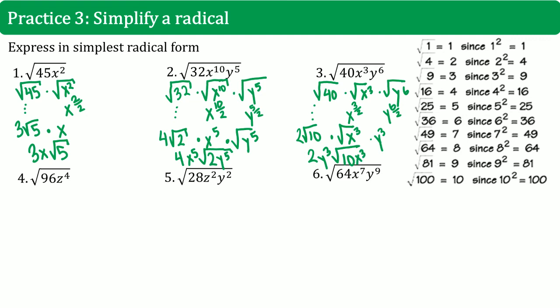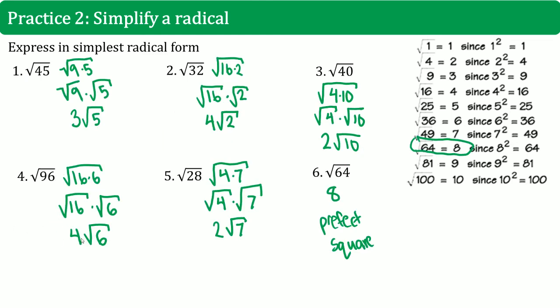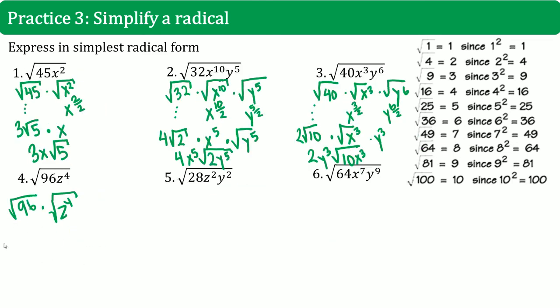Next, let's do number 4. Break this up into its 2 pieces. Radical 96 times radical z to the 4th. We know that radical 96 was 4 square root 6. So 4 square root 6. And we know this is z to the 4. The square root here just says to divide it by 2. So this becomes times z squared. So the final answer is 4z squared square root 6.